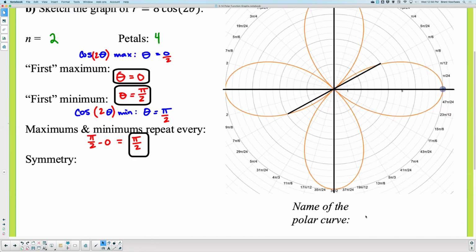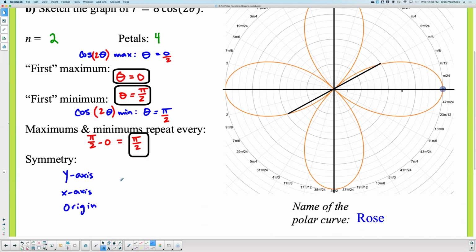What do we call this graph? Looks like a flower. We call it a rose. And this has all three symmetries. So this has y-axis, x-axis. It was a cosine, so it was for sure going to have x-axis. And origin. It has all three.